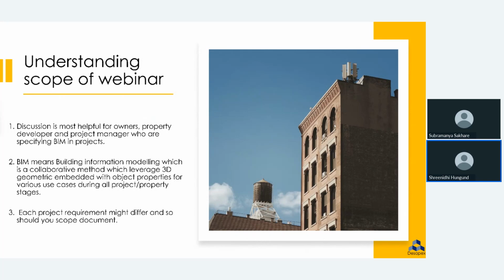Building information modeling is a collaborative method of creating or leveraging 3D models, with geometric embedded object properties, across various life cycle stages of the project or the property. At Desapex we often tell that BIM is not a noun, but a verb. It is a process of implementing digital fabric during design, construction, and operation and maintenance of any property. So BIM is a process rather than just a tool or a technology. Yes, tools and technologies are also part of it, but it's not the only thing. So we need to understand the process as well.